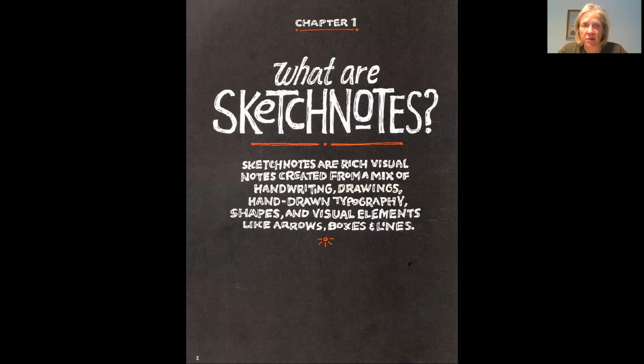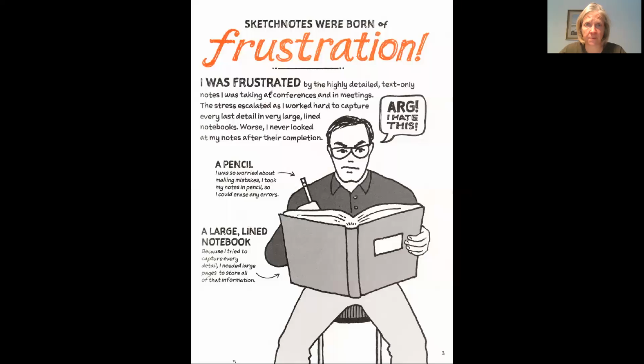Talking about what sketchnotes are: they're rich visual notes created from a mix of handwriting, drawings, hand-drawn typography, shapes, and visual elements like arrows, boxes, and lines. I think architects become really good at representing their ideas in a digital format, but at the same time we're losing the skill to represent ideas really quickly in a physical hand-drawn way. So these are really important for us to hone and develop over the upcoming year.